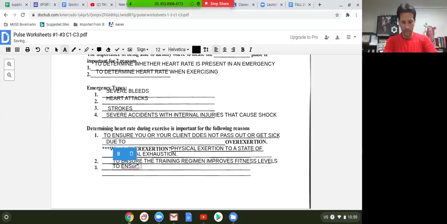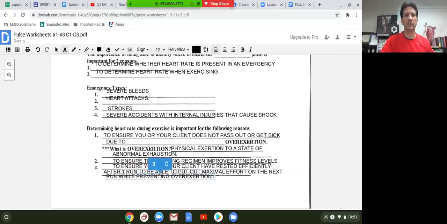to ensure you or your client have rested efficiently after one run, for example, to be able to put out maximal effort on the next run while preventing overexertion. So basically what that means is we need to be able to take pulse.